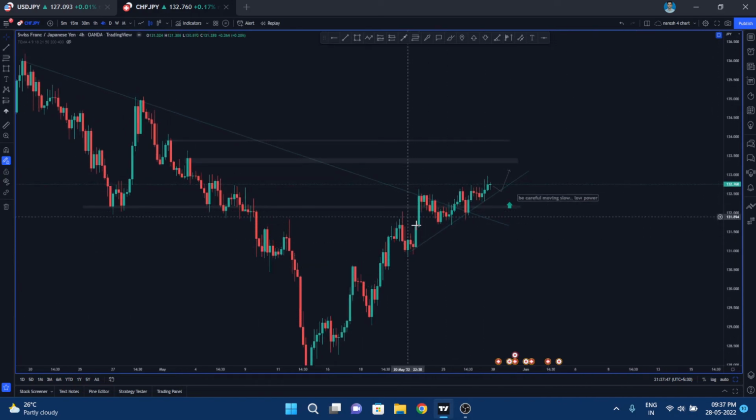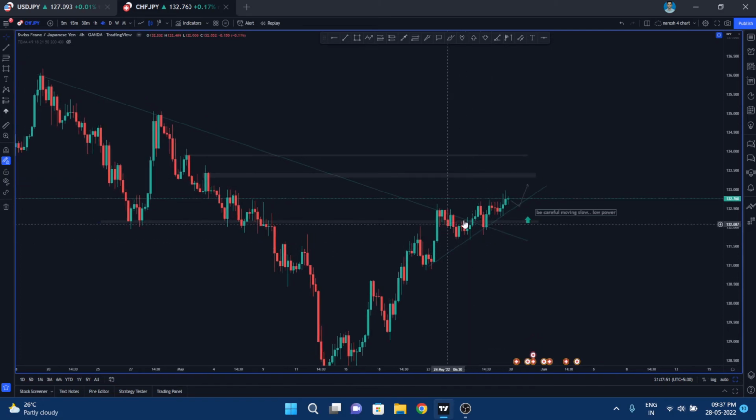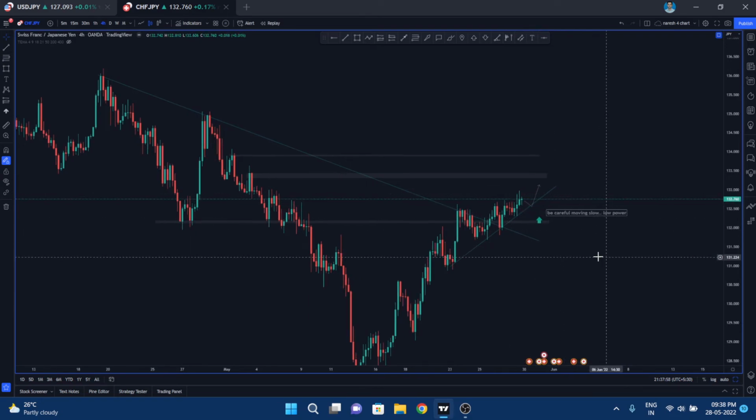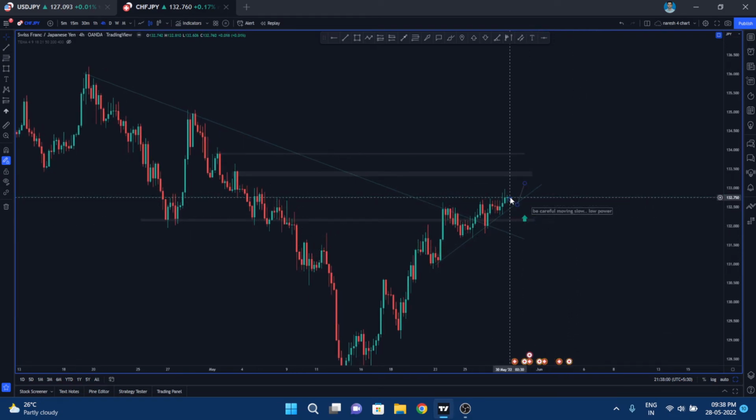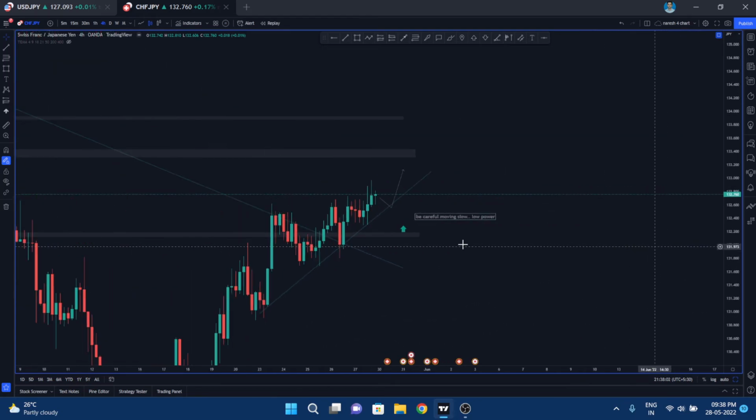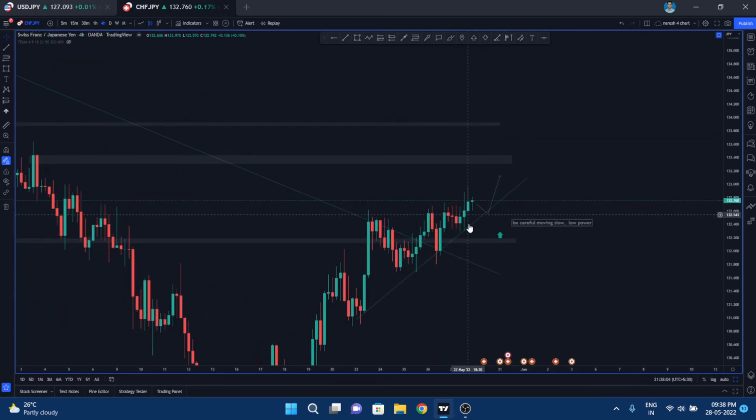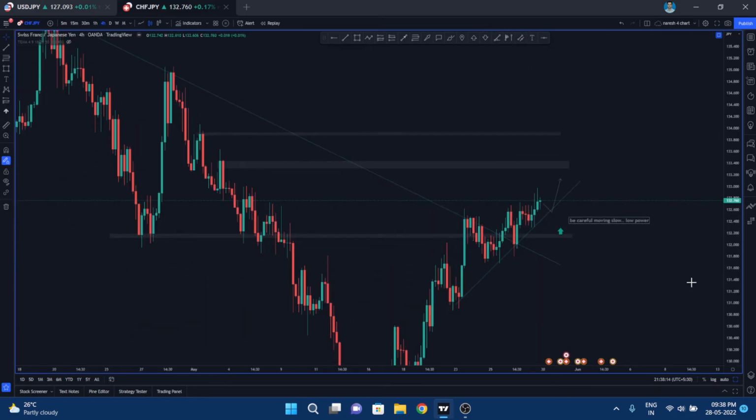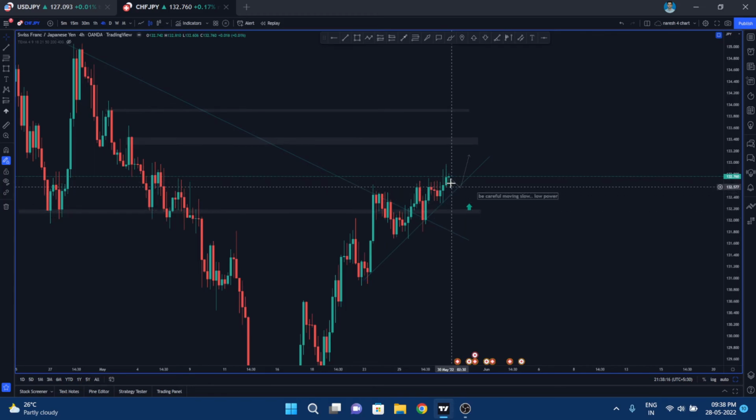And next is CHF JPY. I'll be avoiding this pair for next week, because it is moving very slowly here and there is not a lot of power. Even if we go with the technical side, I am not confident with this pair right now, because it is moving very slowly. If it comes to this trend line with an engulfing candle, you can look for long entries here, but I'm not interested in this pair right now.